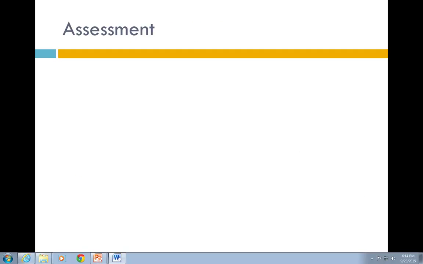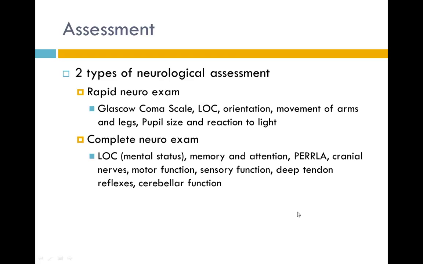Now let's talk about an assessment with your patients that have increased intracranial pressure. There are two types of neurological assessments: a rapid neurological assessment and a complete neurological assessment. A rapid neurological exam is based on the emergent needs and client deterioration, which includes a Glasgow Coma Scale, level of consciousness, orientation, movement of arms and legs, pupil size, and reaction to light.